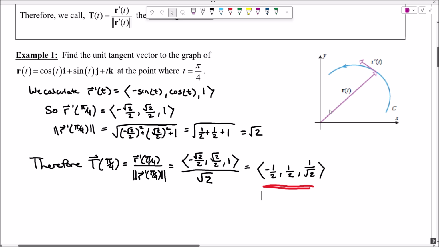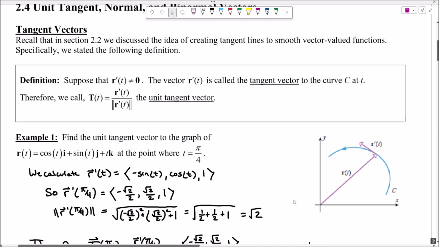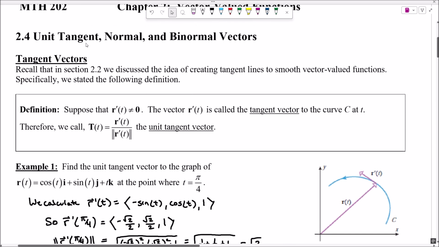In this section, we're going to be looking at 3 different types of vectors we can calculate. This is just the first. This is our unit tangent vector, but in the later videos, we're going to talk about the unit normal and binormal vectors as well.